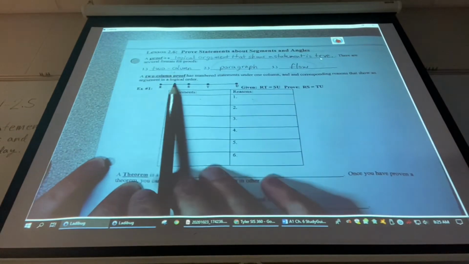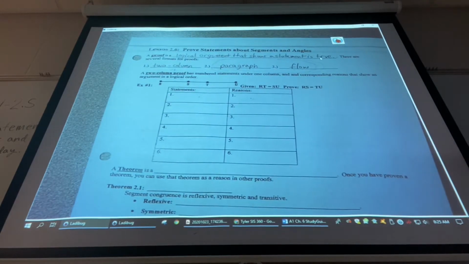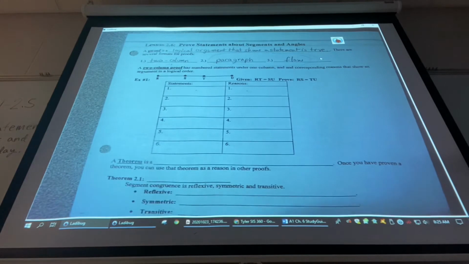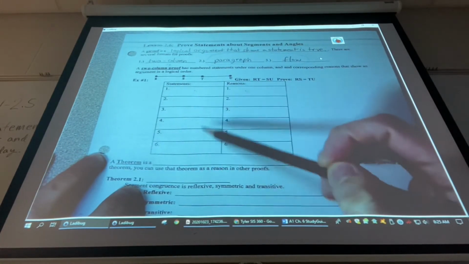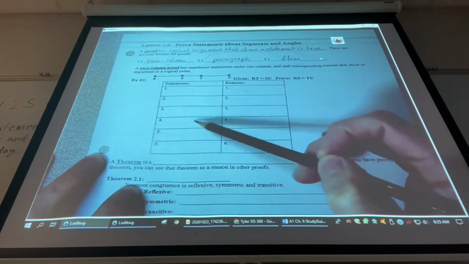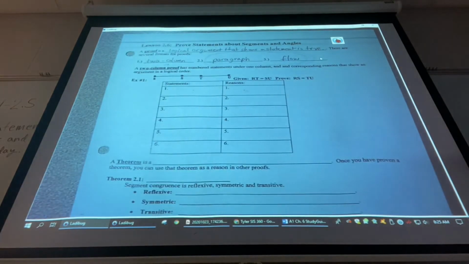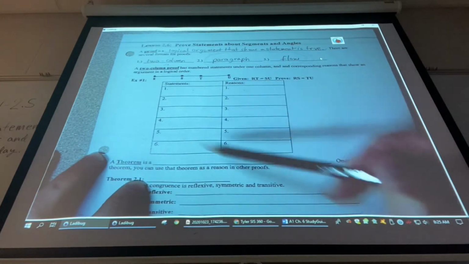And right there it says a two-column proof has numbered statements under one column and corresponding reasons that show an argument in a logical order. So what's interesting is a lot of your two-column proofs, you check with your neighbor, and they may not be in the exact same order because some things can be interchanged and done in a different order. But for the most part, you're going to start at the same place and end at the same place.